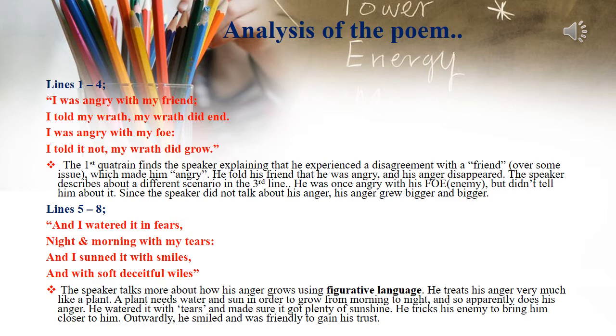So here we can understand that in the seventh line, the poet is expressing that, and I sunned it with smiles. To grow, a plant needs water and also sunshine. So here water means his tears, William Blake's tears. And here the sunshine is, he sunned it with his smile. The sunshine is a smile. So he has very nicely used this language. When we are reading this, we can feel so impressed by his language.